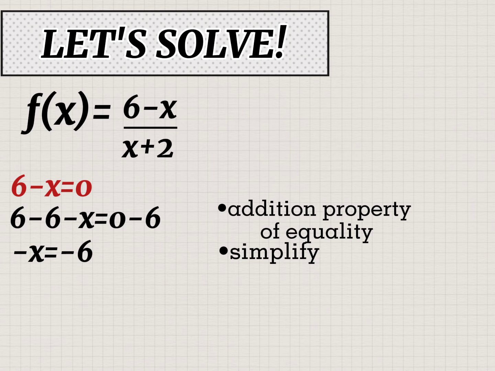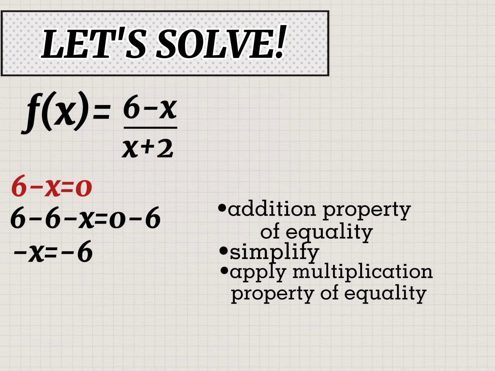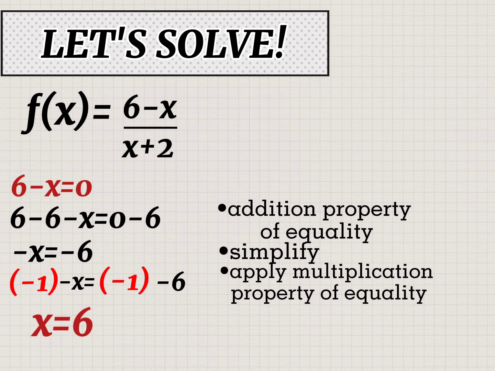Since there is no answer negative x, you need to apply multiplication property of equality by multiplying both sides by negative 1 to make it positive. Okay, so negative 1 times negative x equals negative 1 times negative 6. And that will give you an answer of x equals 6. And that is our answer for that function.